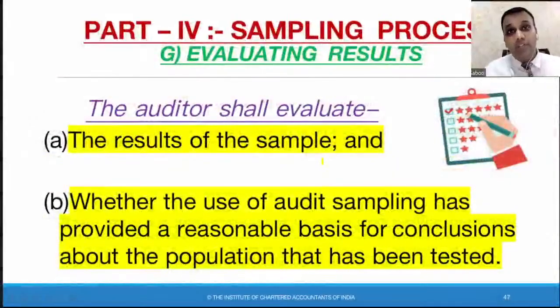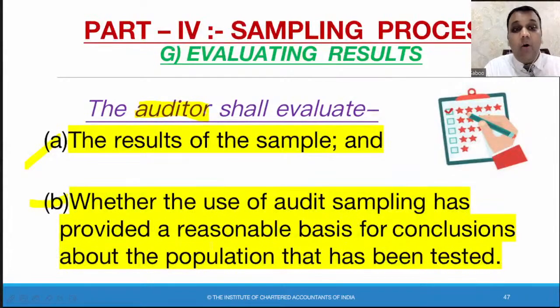Now, the last part of the chapter, the last part of the sampling process, evaluating the results. The auditor shall evaluate the results of the sample, and he shall evaluate whether the use of audit sampling has provided a reasonable basis for conclusions about the whole population. The doctor will check the sample report and he'll come to a conclusion whether this blood test report is providing me a reasonable basis for expressing my opinion on the health condition of the patient, or do I need to get the test conducted again.